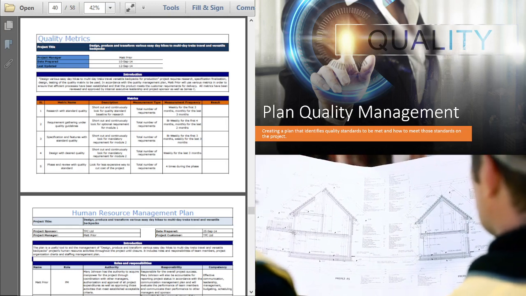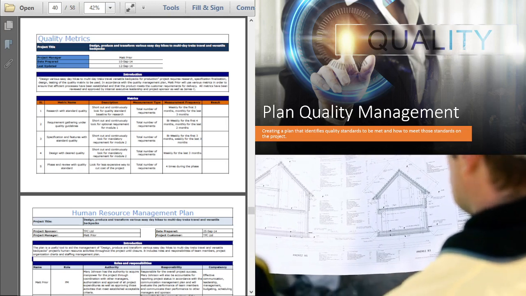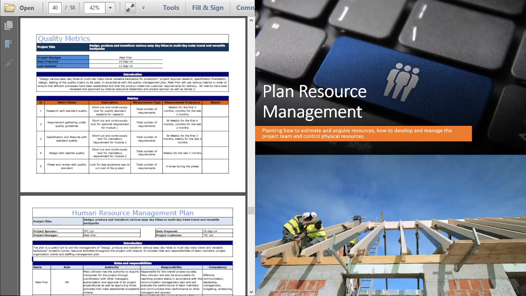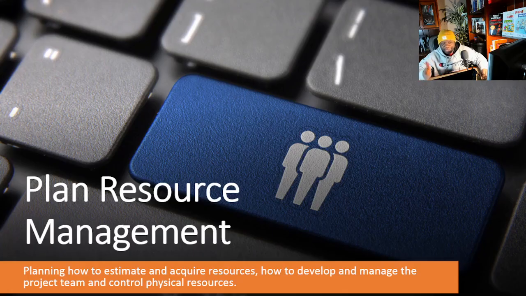Let's move on. So after plan quality management, the next process is plan resource management. And it says on the screen here, planning how to estimate and acquire resources, how to develop and manage the project team, and control physical resources. Did you get that? It is a planning. Planning how are we going to do this? How are we going to get this aspect of the project done?